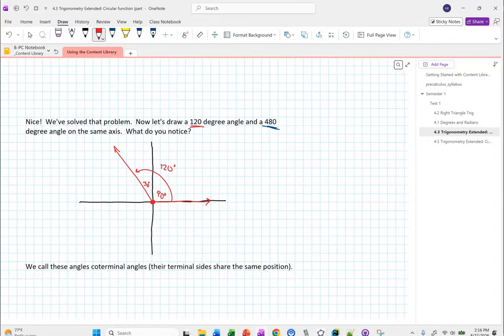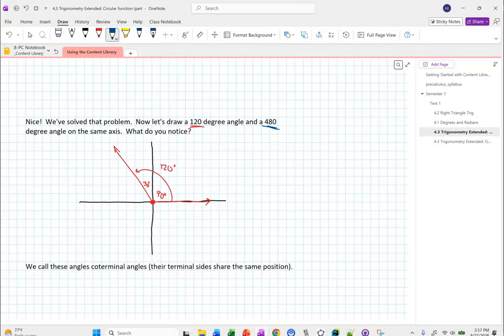Is everybody okay with how I drew my 120 degree angle? Notice that I know 30 degrees is less than halfway, and it looks like that terminal side is less than halfway. Right? That's all I'm looking for in terms of accuracy. It doesn't have to actually be 30 degrees. You know, just has to be close.